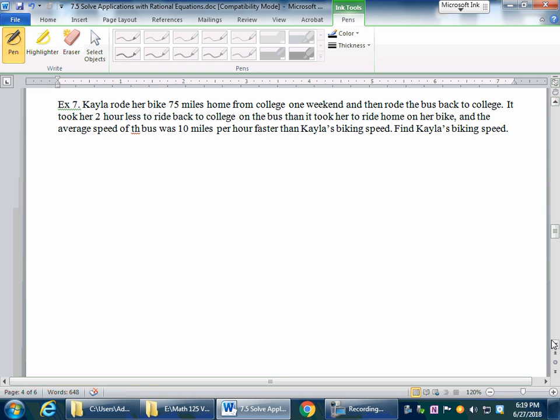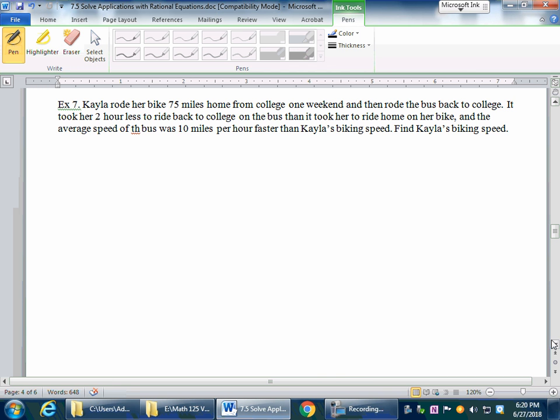Kayla rode her bike 75 miles home from college one weekend and then rode the bus back to college. So two scenarios, one time ride the bike, one time the bus. It took her 2 hours less to ride back to college on the bus than to ride home on her bike. And the average speed of the bus was 10 miles per hour faster than biking speed. So now we are interested in finding the biking speed.